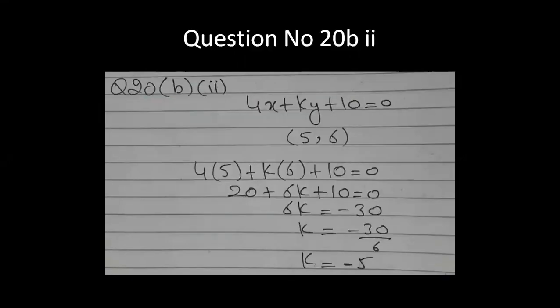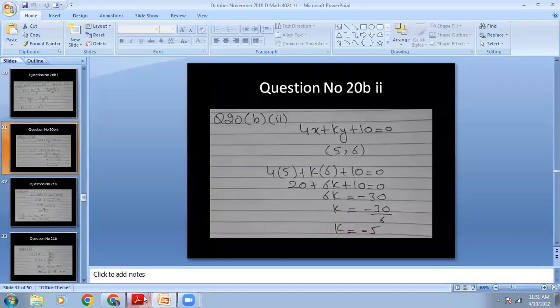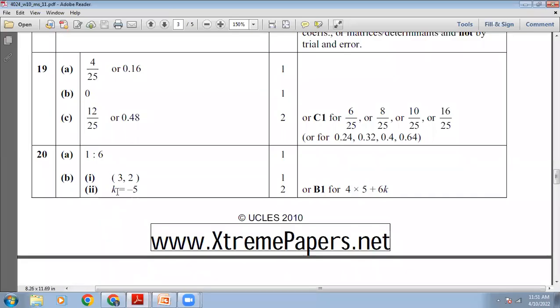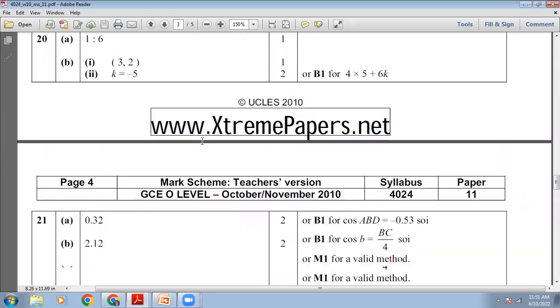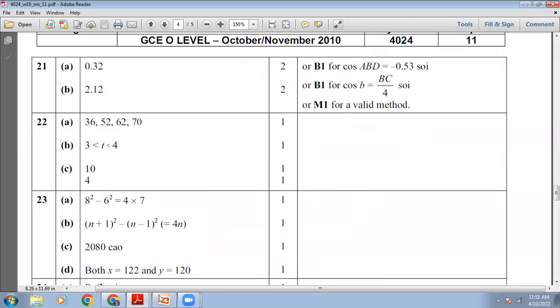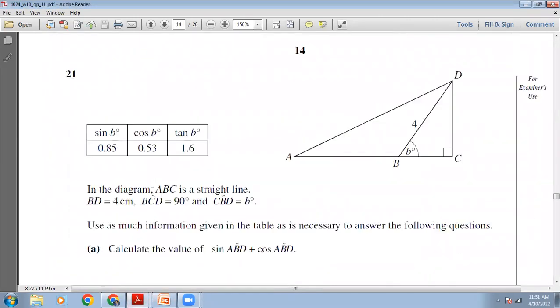So 4 into 5 plus k into 6 plus 10 equals to 0. 20 plus 6k plus 10 equals to 0. 6k is equals to minus 30. So k will be equals to minus 30 divided by 6. So k will be equals to minus 5. The value of the k is equals to minus 5. Let's check the marking scheme. Yes, sir. Minus 5 is the right answer. Okay, so we are going to the next question.